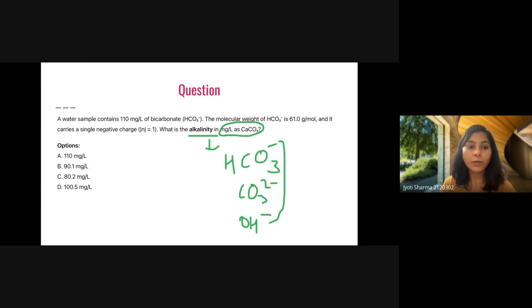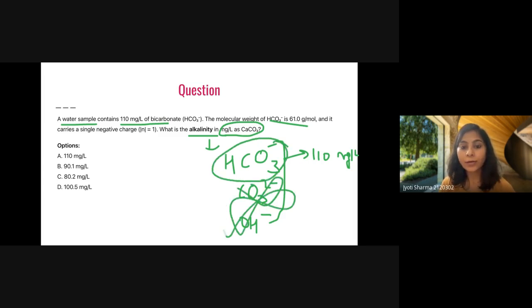Here, a water sample contains 110 mg per liter of bicarbonate. The molecular weight is also given, so that we can convert that mg per liter into milli equivalent per liter, and it carries a negative charge of 1. And what is the alkalinity? We have alkalinity just because of this one, so these other two are not required.